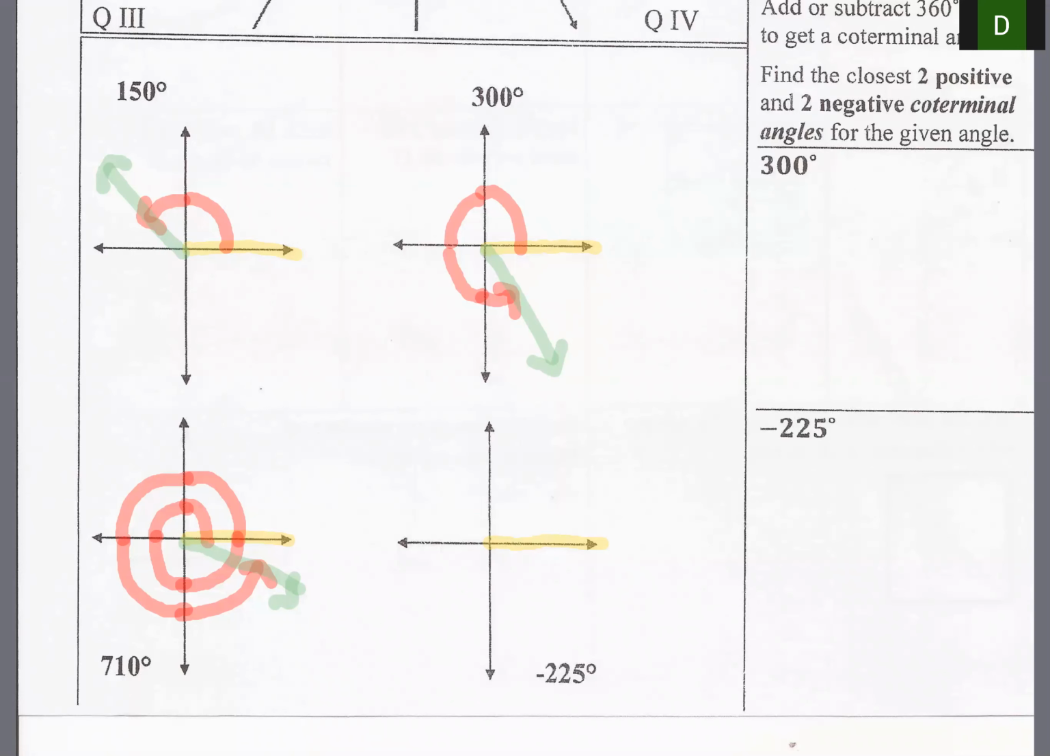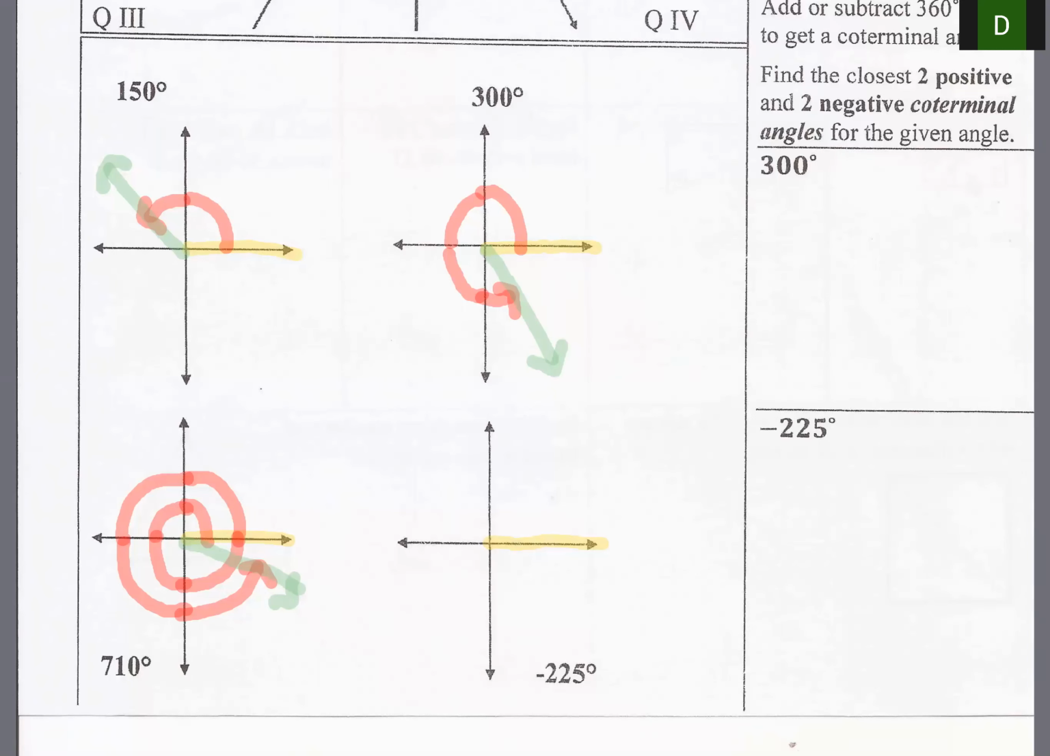Okay, so remember we're drawing angles of rotation. We're starting at the positive x-axis, which is the initial side. And then we're using the given angle to figure out where to stop. So the next one is going to be negative. So instead of going up from the positive x-axis, we're going to go down. So we're going clockwise now.